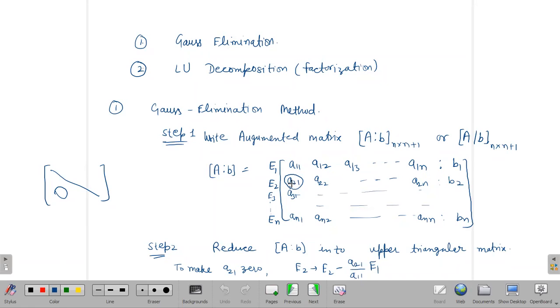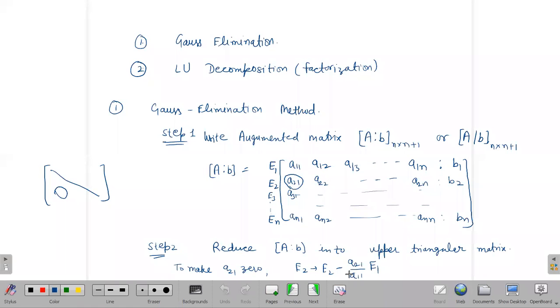Then after making these elements zero, this is the diagonal element, so below it should be zero. To make this element zero, again you have to use the E2 row. So to make the first column entries zero, you have used the E1 row, but to make the second column entries zero, use the E2 row. Then for the third column entries zero, use the E3 row. This way you will get an upper triangular matrix.